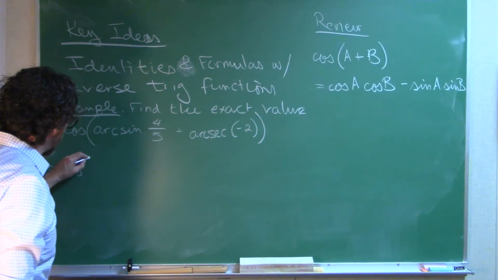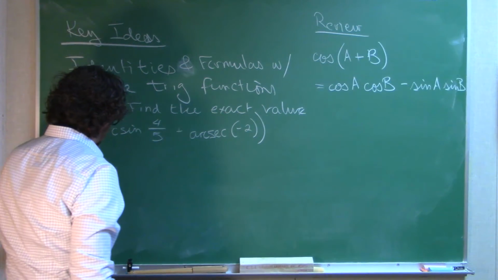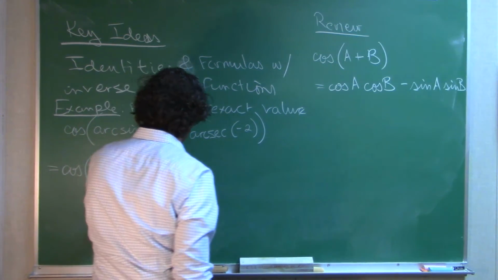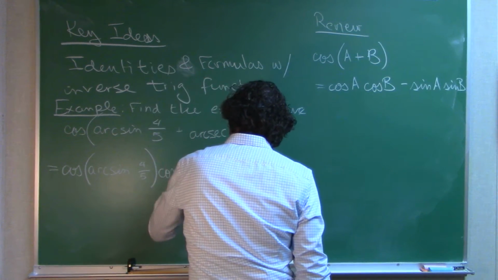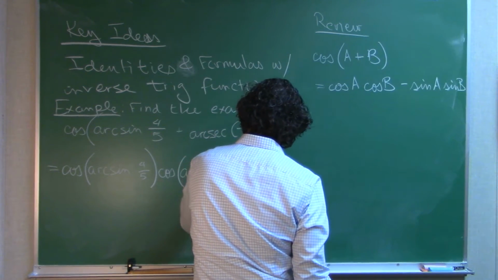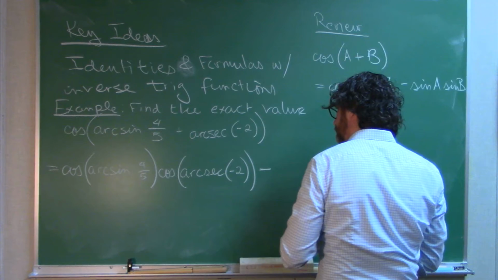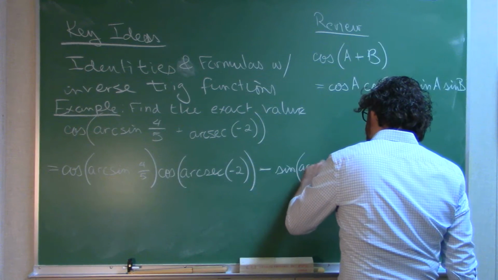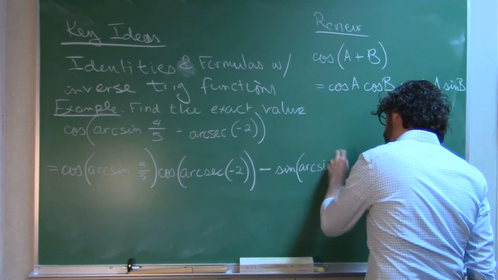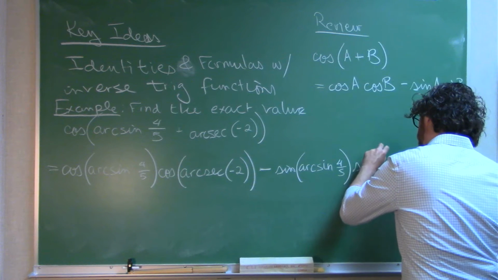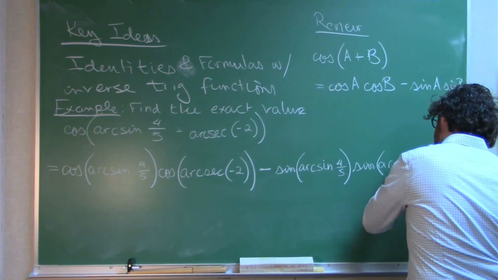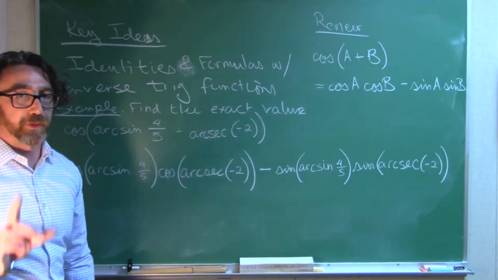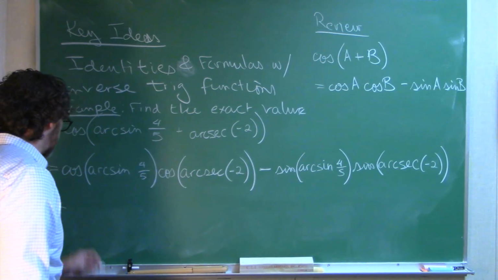is equal to cosine of arcsine 4/5 times cosine of arc secant -2, minus sine of arcsine 4/5 times sine of arc secant of -2. Okay, it's a lot of writing. I know it looks complicated, but it's really not so bad.